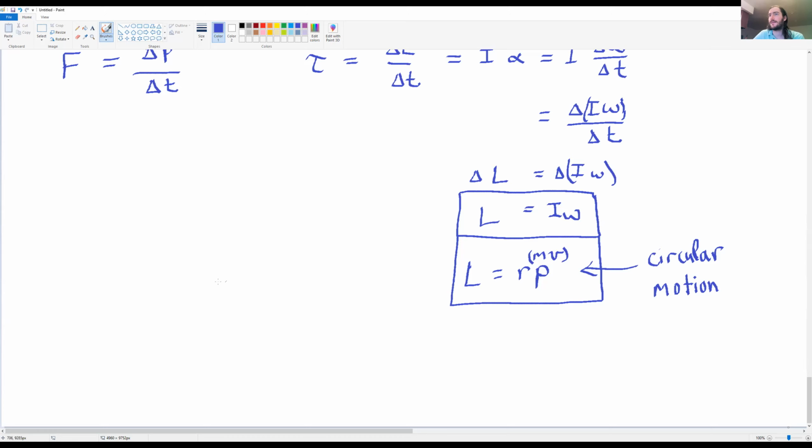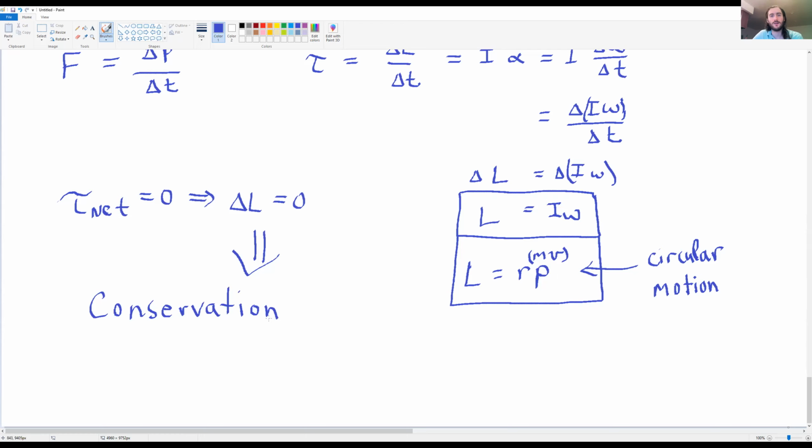Now, the other thing is that if the net torque is 0, you probably guessed it already, that means the change in angular momentum is 0. That is a new conservation law, conservation of angular momentum. If the angular momentum doesn't change, then that means it's conserved. It's the same value all the time. So conservation of angular momentum.